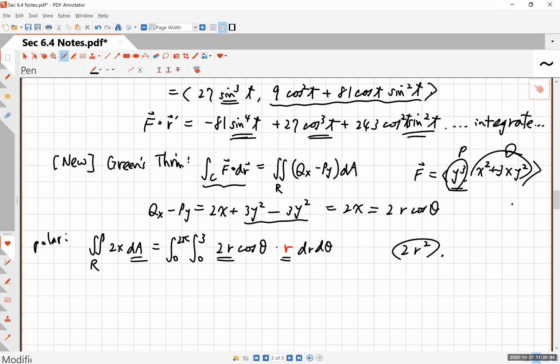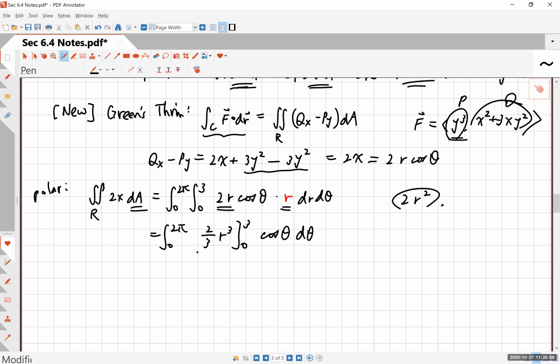That's the first thing you will be integrating, okay? But that's still not too bad because that's just 2/3 r cubed, and then you go from 0 to 3, and you still have cosine of theta d theta to integrate. But this whole part is just going to be constant, right? What is that? It's 2/3, and then you have 27 minus 0, and then you have cosine theta d theta.